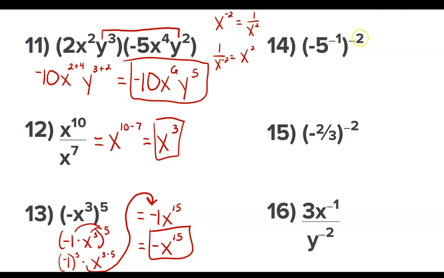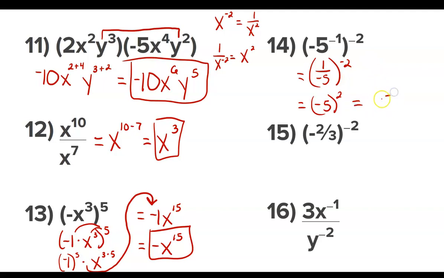So I'm going to work from the inside out. So we'll have negative 5 to the negative 1 power. So that would be the same as 1 over negative 5 to the positive 1 power, which something to the positive 1 power, we don't need the positive 1 power. So that goes away. Now this is all raised to the negative 2 power. So that is going to flip again to make the 2 positive. And then negative 5 squared is equal to 25.